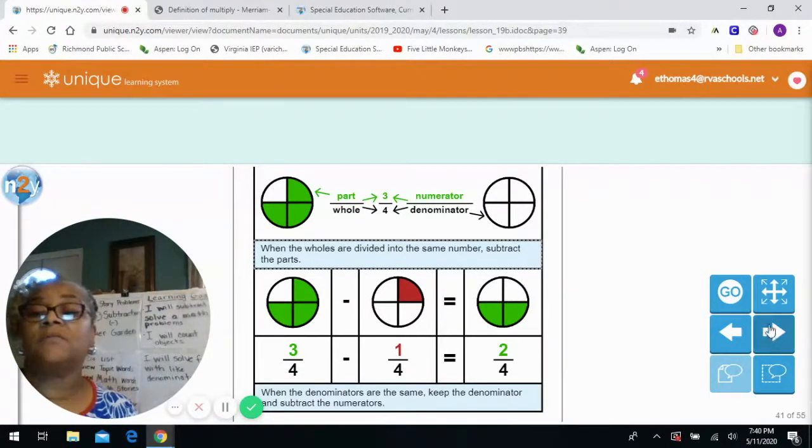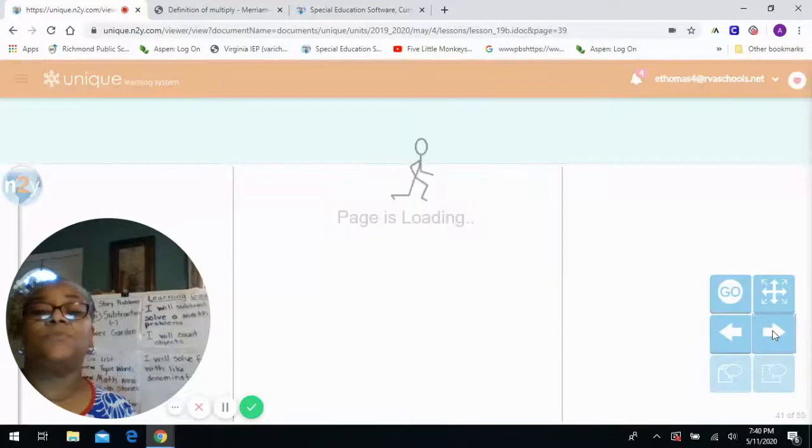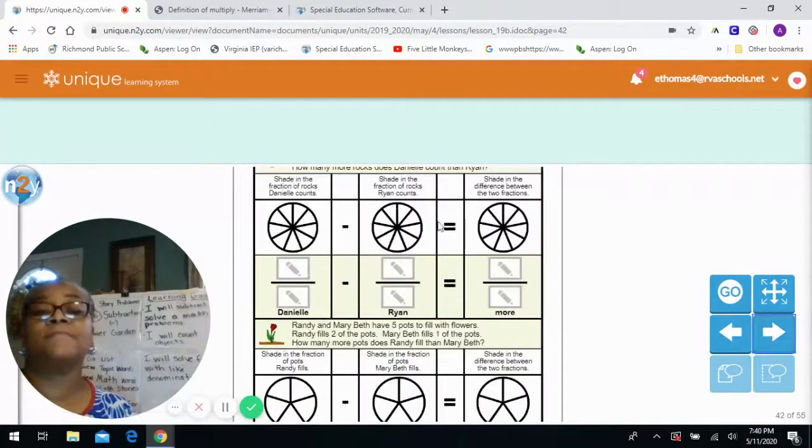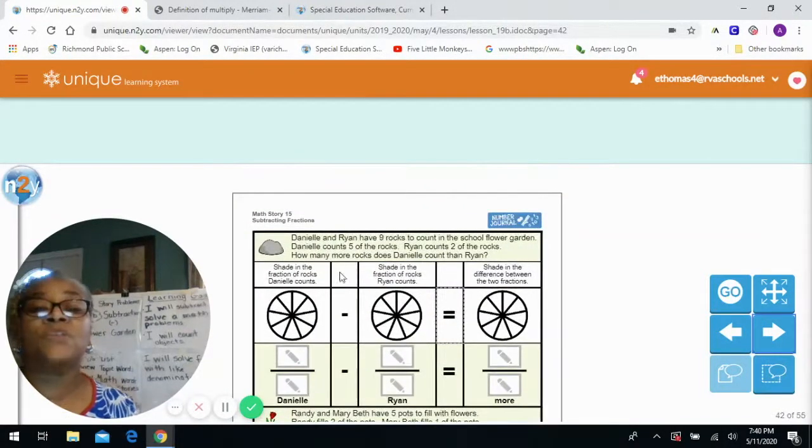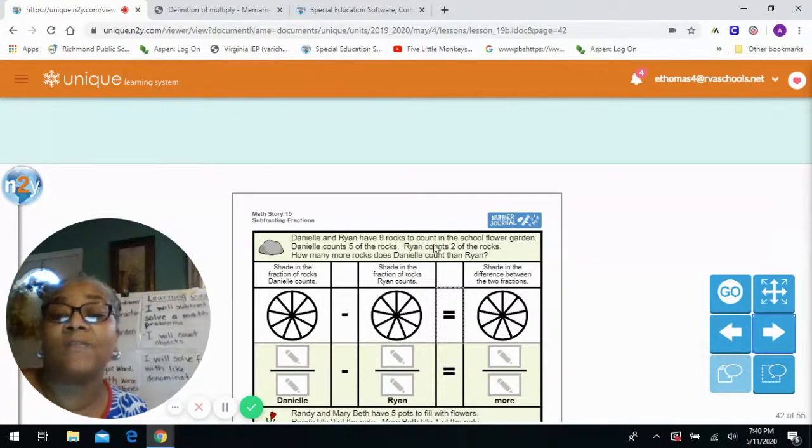and let's go to another one. Let's see if we can solve it. Here we go. So Danielle and Ryan have 9 rocks to count in the school flower garden. Danielle counts 5 of the rocks. Ryan counts 2 of the rocks. How many more rocks does Danielle count than Ryan?